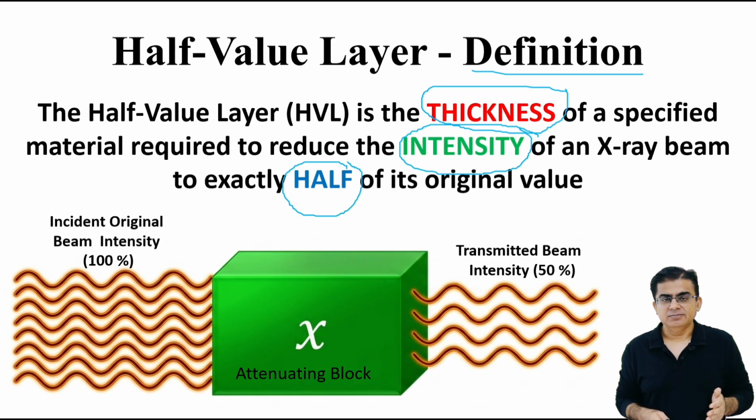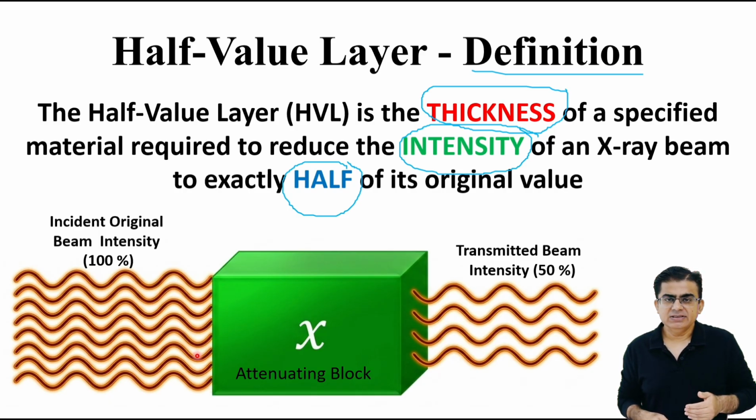Understand HVL on this diagram. The green block is the attenuating block shown in the diagram. You can assume it to be a shielding block or any matter. The incident original beam enters from the left side with exactly 100% intensity. This beam is monoenergetic. You can clearly see exactly 8 X-ray photons, all possessing this exact same energy, entering this block. These ones.